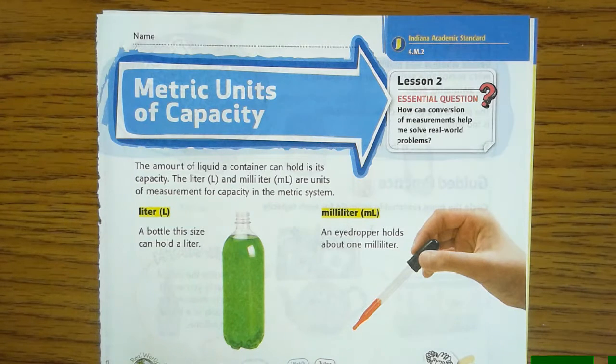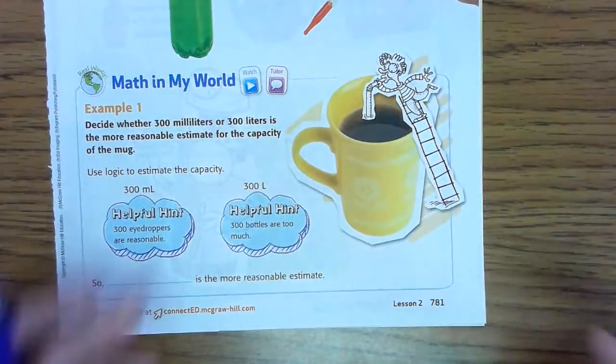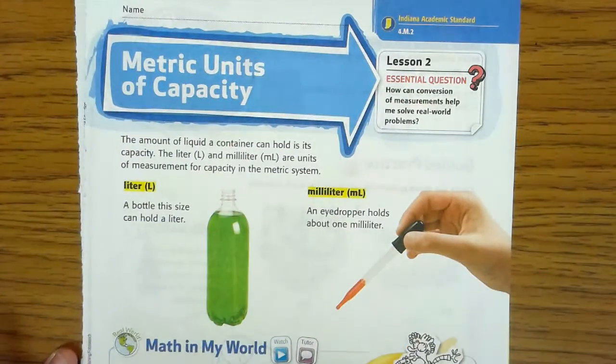All right, fourth graders, today is chapter 12, lesson 2, page 781 if you're curious. It won't take us long on this one. It's a pretty easy assignment that we're doing here.